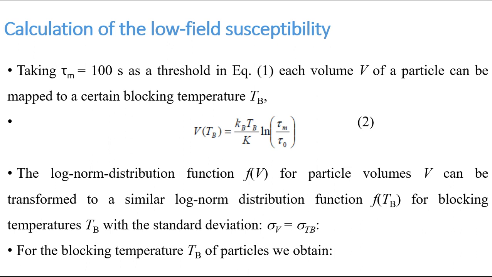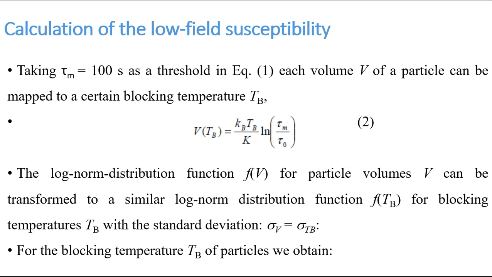So the log normal distribution, which we have taken as f as a function of V for the particle of volume V, can be transformed to a similar log normal distribution for the average blocking temperature f of TB, as I told you, because from equation 2 you can see that they are both related to each other. So the standard deviation in the volume will be equal to the standard deviation in the blocking temperature.